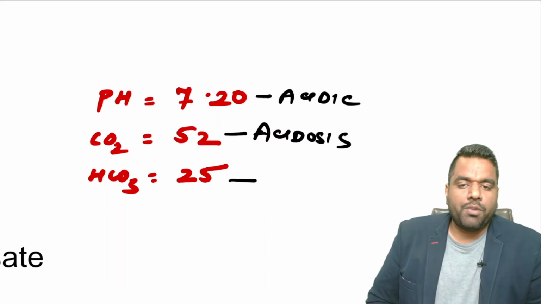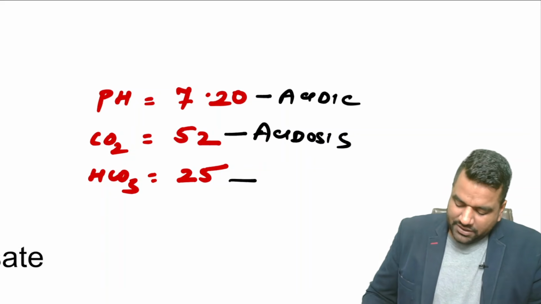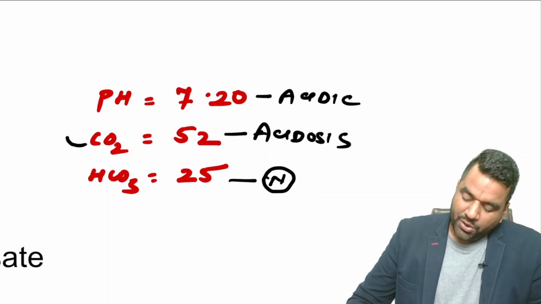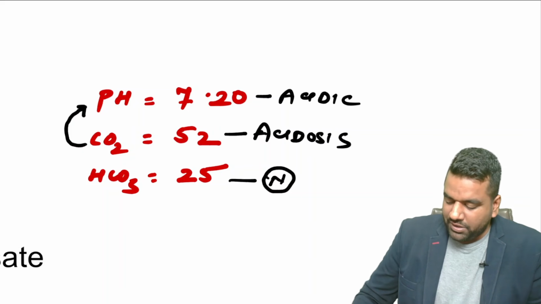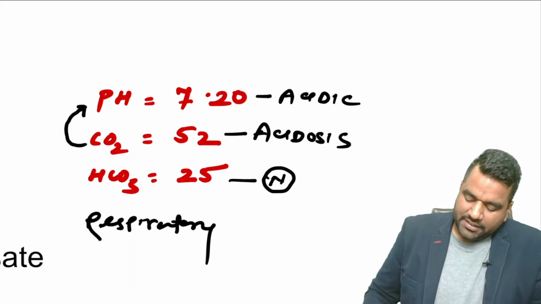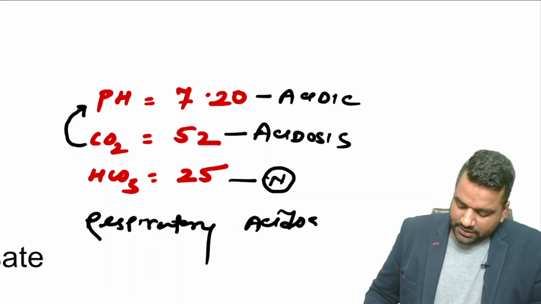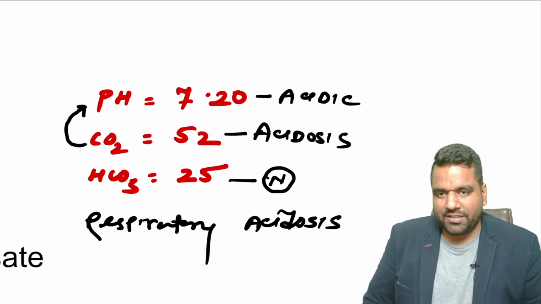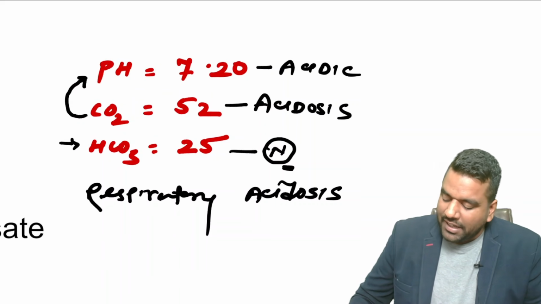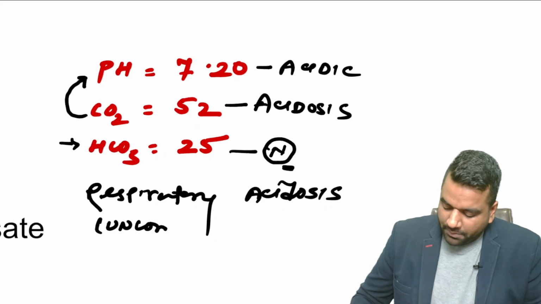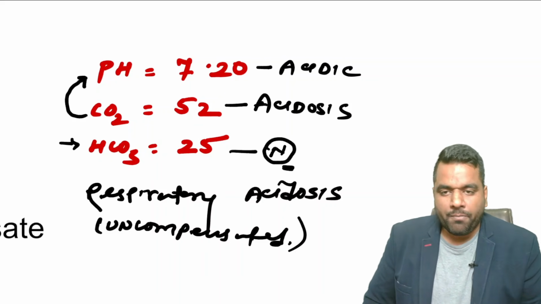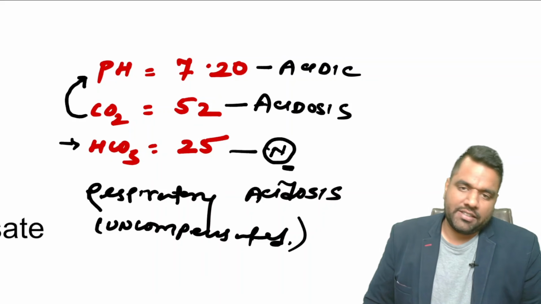Then check the value of the bicarbonate. Normal, high, low? It is normal. So guys, who is the culprit? Who is changing the pH? The pH is changed due to the CO2. For CO2, we use the word respiratory, and this is leading to acidosis. So this becomes respiratory acidosis. Now guys, the bicarbonate value is normal. It means it is uncompensated. Nobody is compensating. The condition occurred and no one compensated. So this is uncompensated respiratory acidosis.